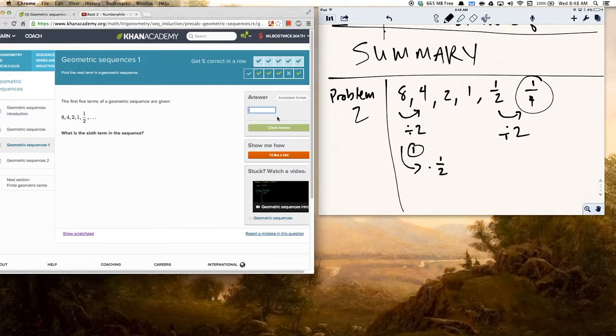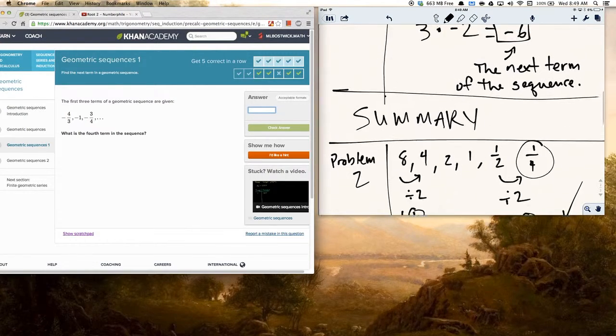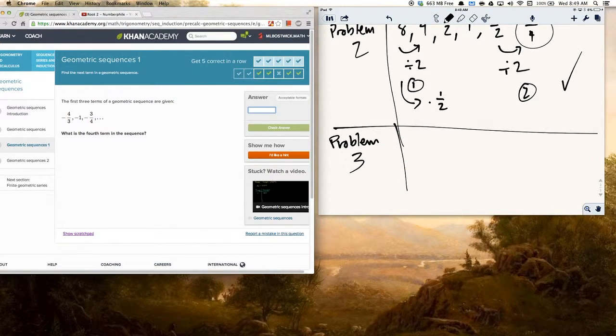And so this would be the second step, which is to execute the sequence to find the next thing. So I'm going to put 1/4 in. It likes that. Let's try this one. It's a little bit weirder. Problem 3. I'll put a check here since I got it right. I should put a check up here as well since I got it right. So -4 thirds, -1, -3 fourths.